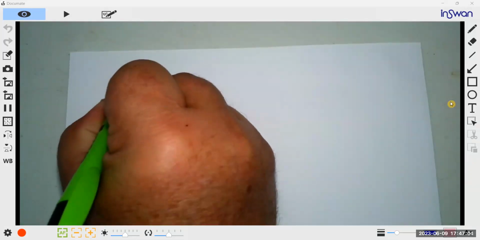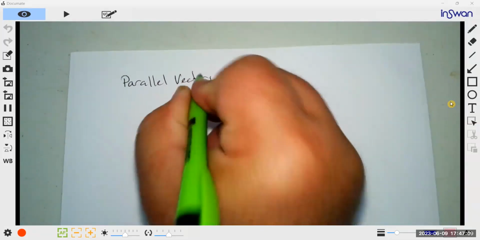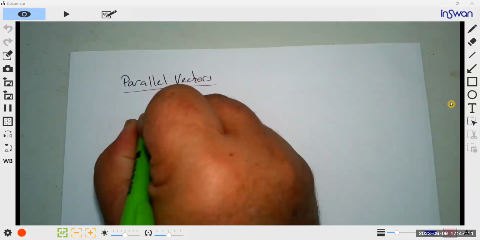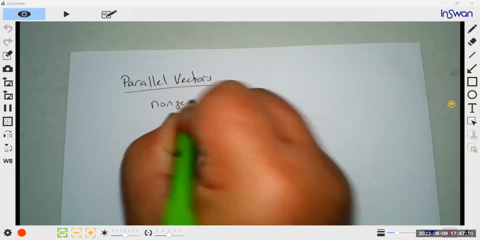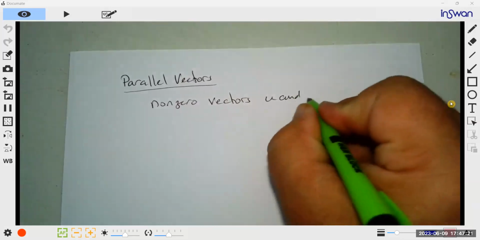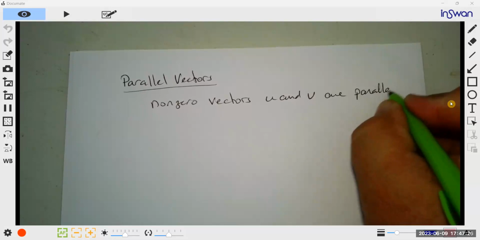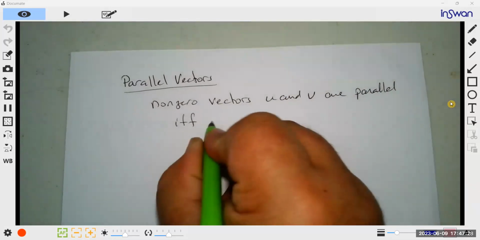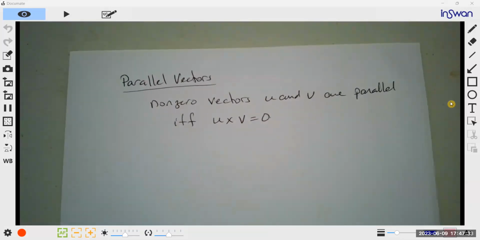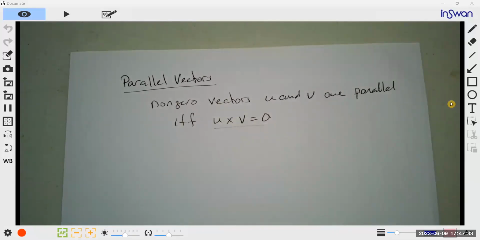What we're talking about here is parallel vectors. Non-zero vectors u and v are parallel if and only if their cross product is zero. And that's an important concept we're going to be referring to a lot.